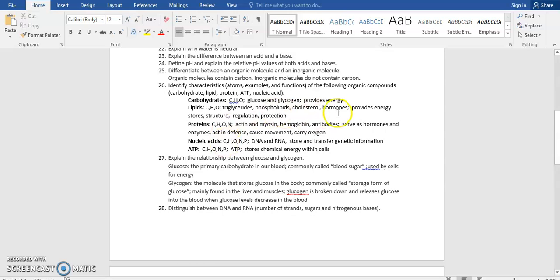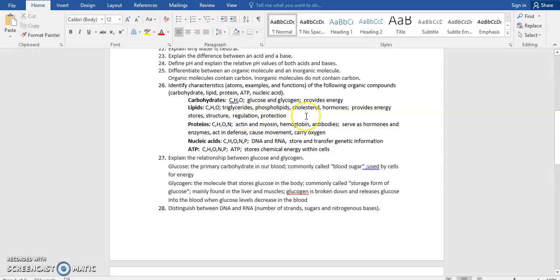So when it comes to their functions, provides energy storage. That's mainly what the triglycerides do. So if we look at our fat stores in the body, the lipids that are stored in that fat are in the form of triglycerides. And then structure is the role the phospholipids play. The phospholipids are forming the cell membrane of every cell, so they have a role in structure. And cholesterol is also a component of cell membranes as well, so it also has a role in structure.